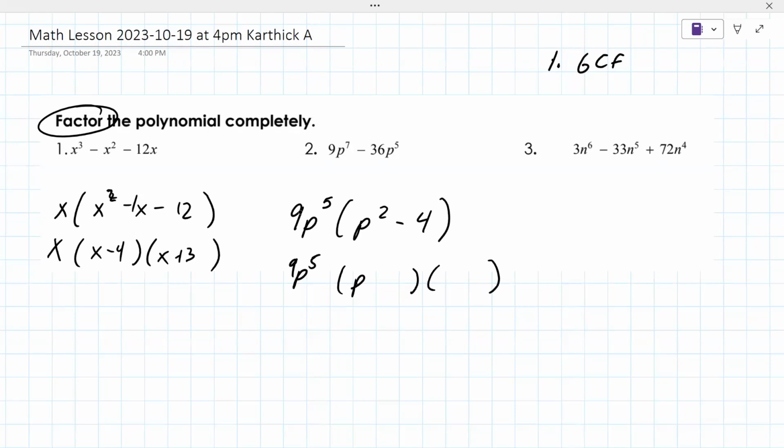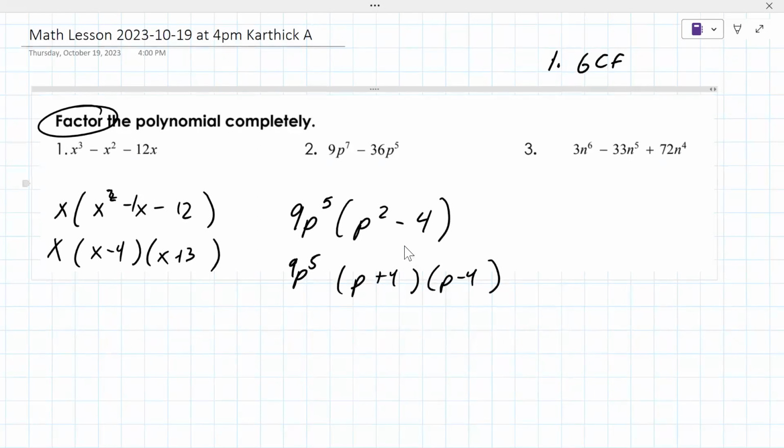What did you say? I'm sorry, I didn't quite catch that. P plus, here, let me see. Yeah, p plus 4 and p minus 4. Okay, so watch this. When I FOIL this, I get P squared minus 4P plus 4P minus 16. Does that get us back to the original? No. So you're missing a little thing.